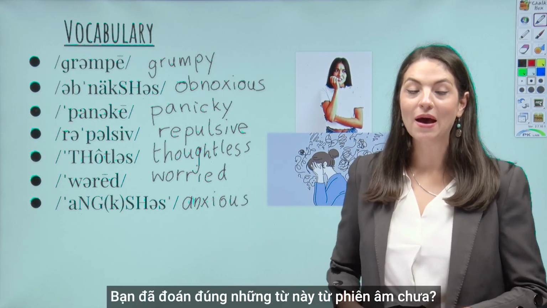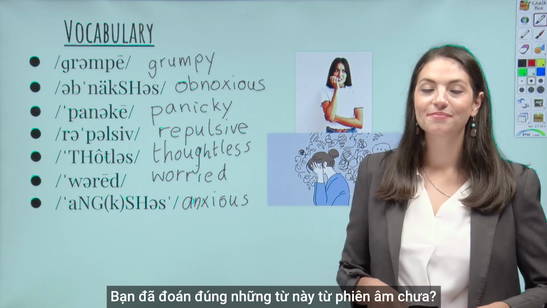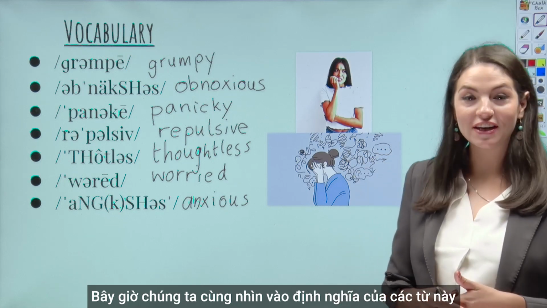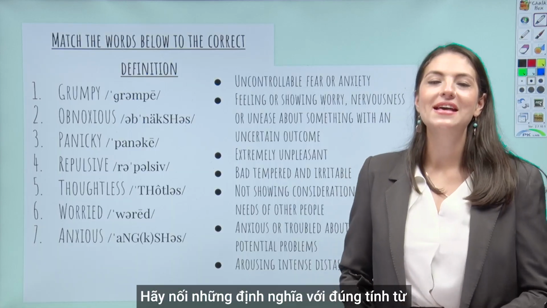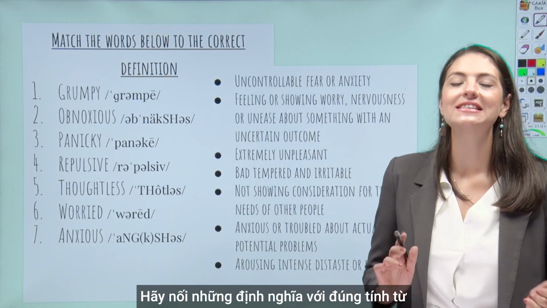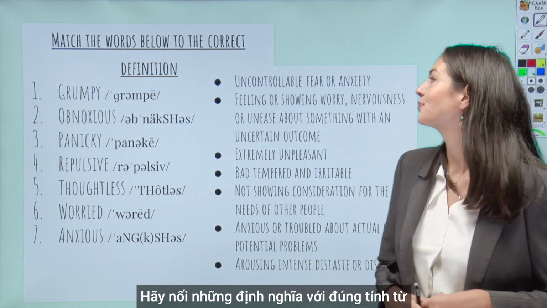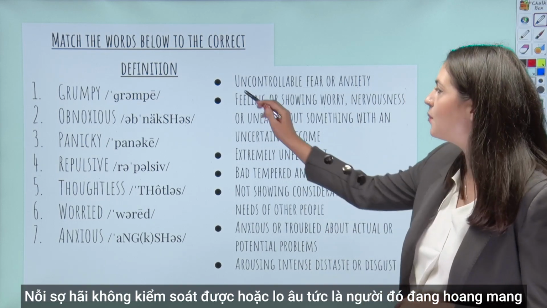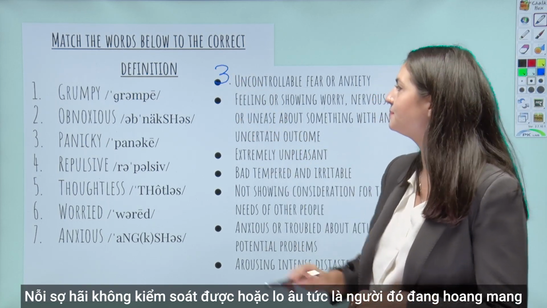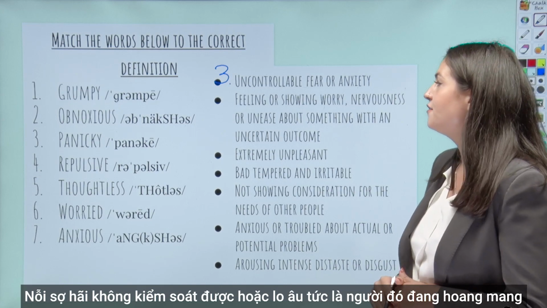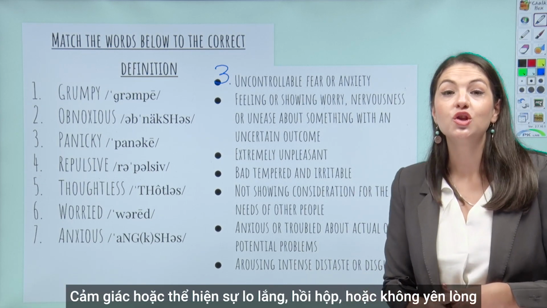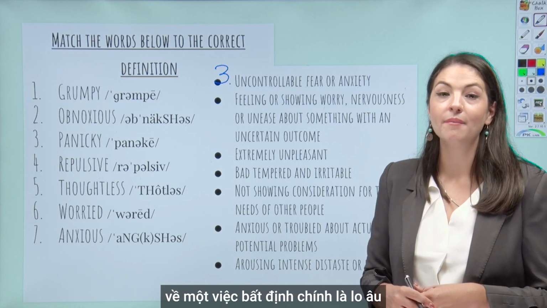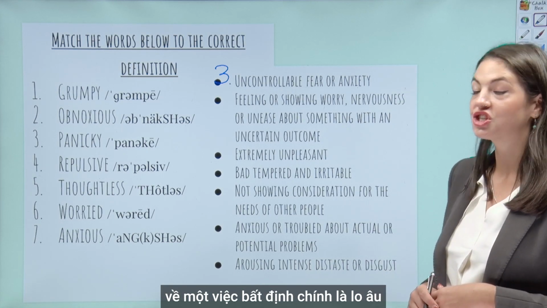Did you manage to work them out from their phonetics? I'm sure you did. Okay, let's move on to look at some definitions of the words. Now, let's match these definitions with their correct negative adjective. Uncontrollable fear or anxiety is someone that is panicky. Feeling or showing worry, nervousness or unease about something with an uncertain outcome is anxious.